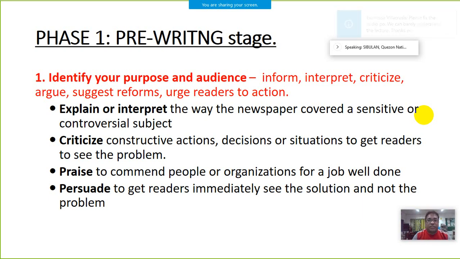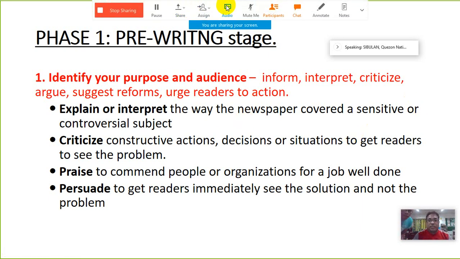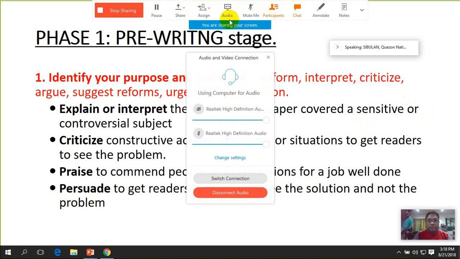Disseminating information. So it is applicable when our topic is a new policy or a government program wherein the public or majority of the public should know about it.